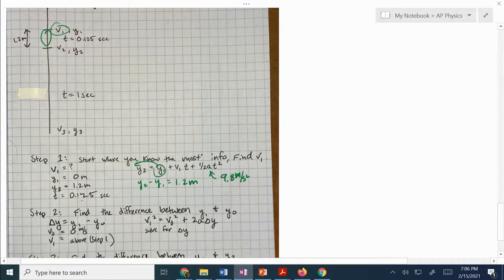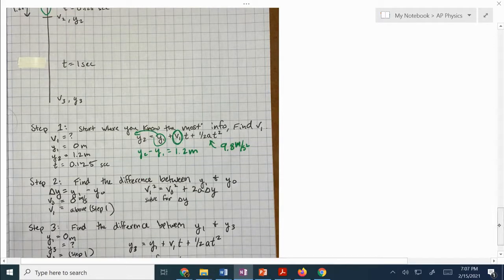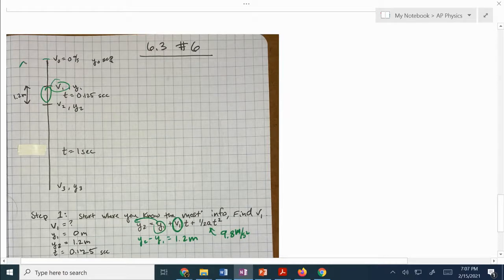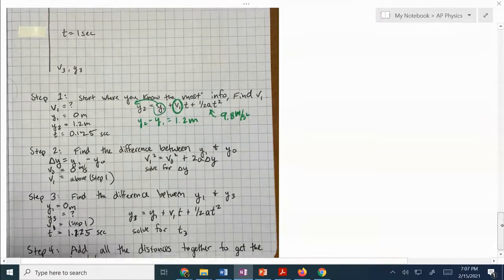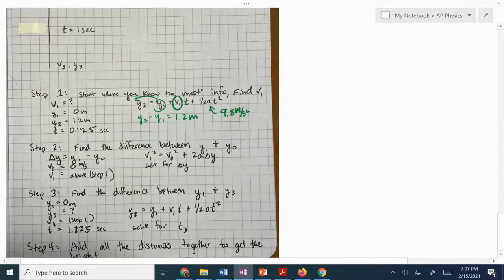And then I know that the time is 0.125 seconds. So, right, I could obviously solve this for V1. That's going to allow me to find V1. So next one, find the difference between Y1 and Y0, basically allowing me to find the height of that section right there. And so I can use the kinematic equation for that.